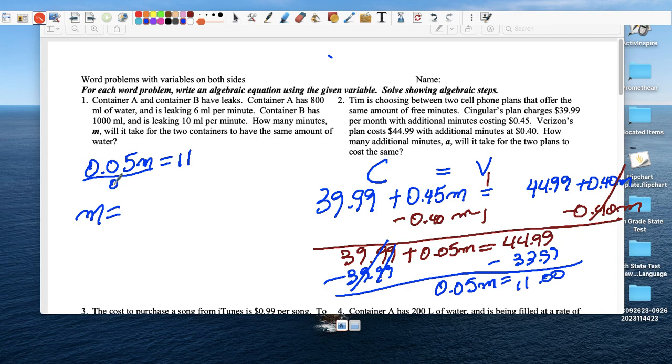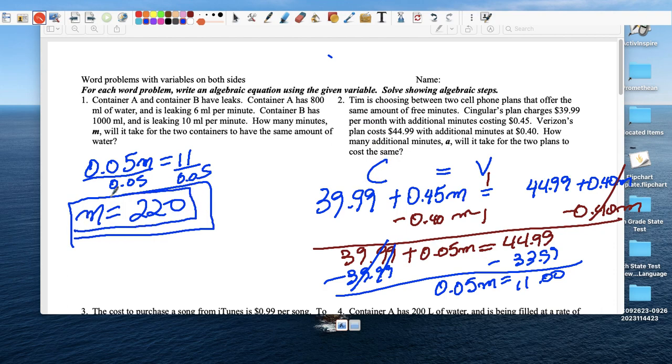So we have 0.05m equals 11. I'm going to divide both sides by 0.05. So 11 divided by 0.05 is 220 minutes. So if you knew ahead of time that you were going to talk for 220 minutes on your cell phone, then it wouldn't matter which cell phone company to use, because you would end up paying the same amount.